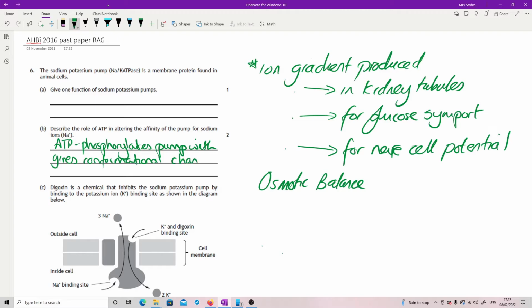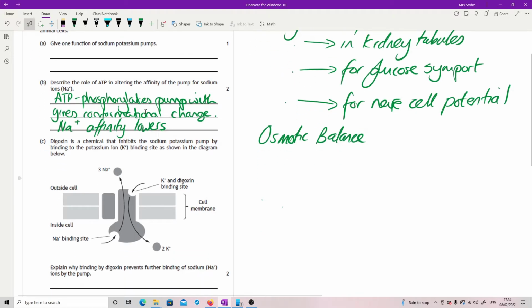Once you've got a conformational change, that means the sodium ion affinity drops, lowers, changes. And vice versa: when your pump dephosphorylates and you lose that phosphorylation, the conformational change flips it back, which means the sodium ion affinity increases again.